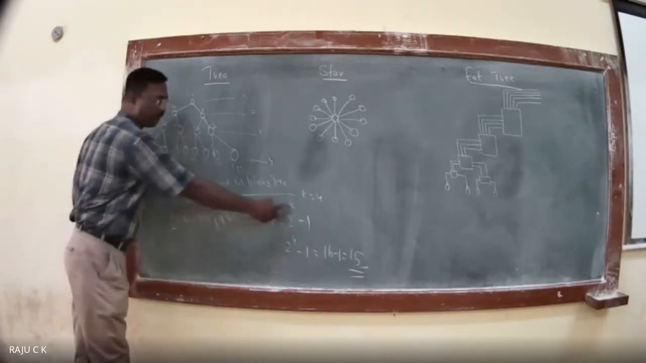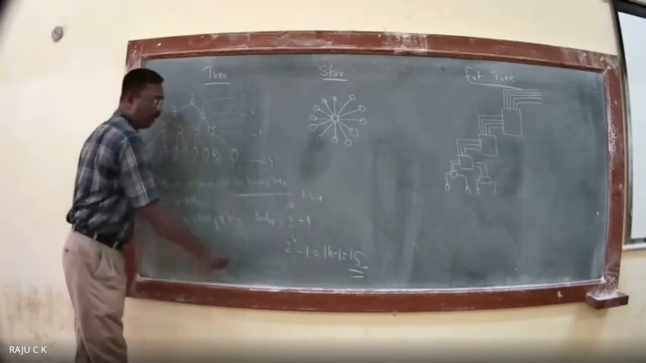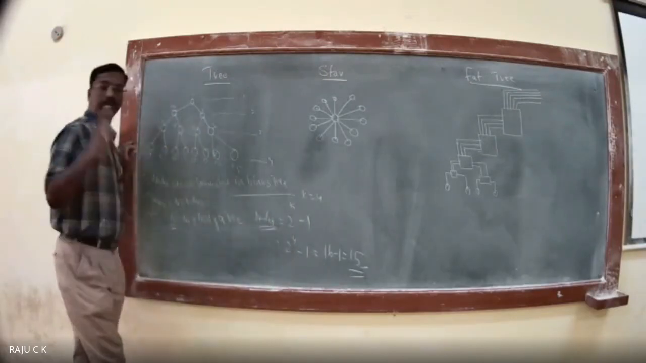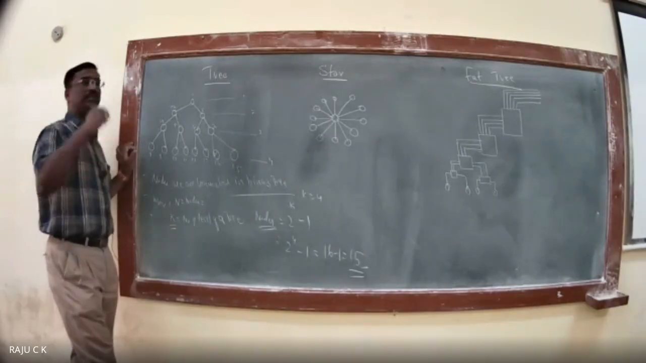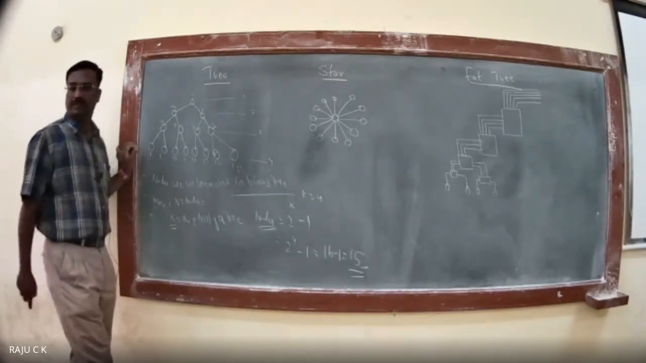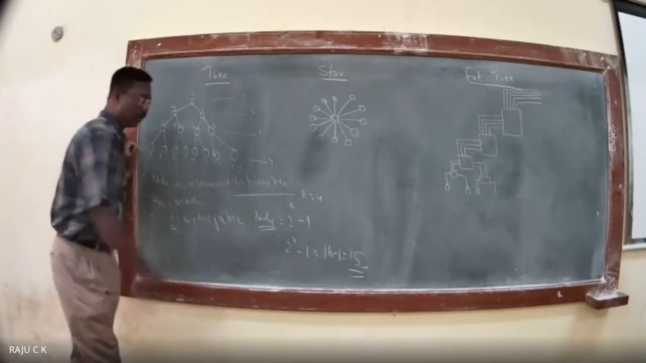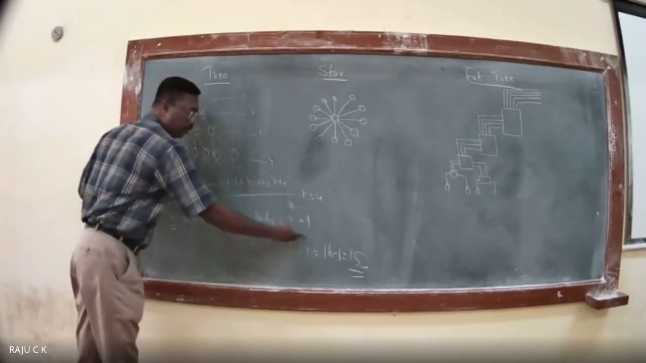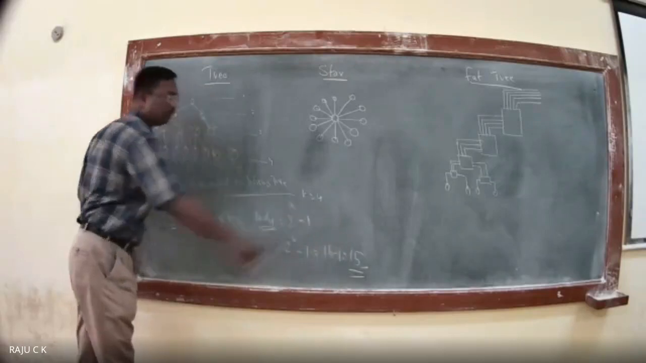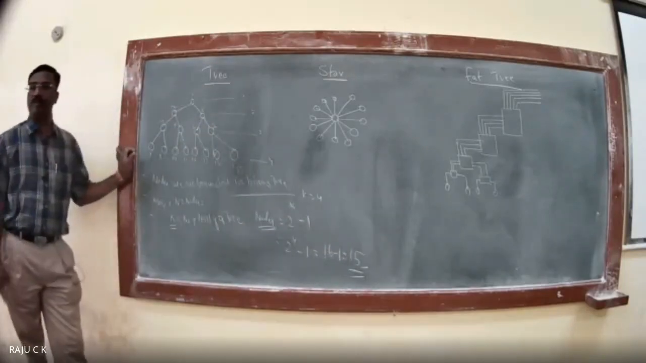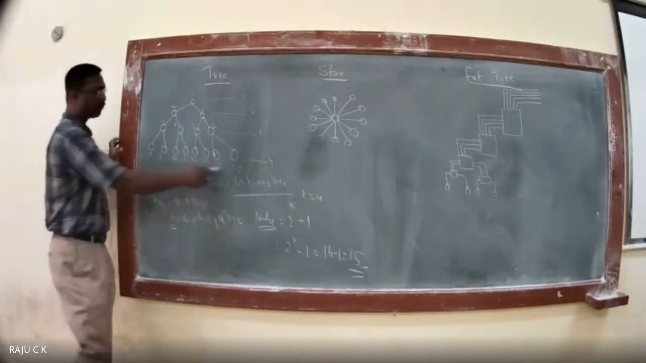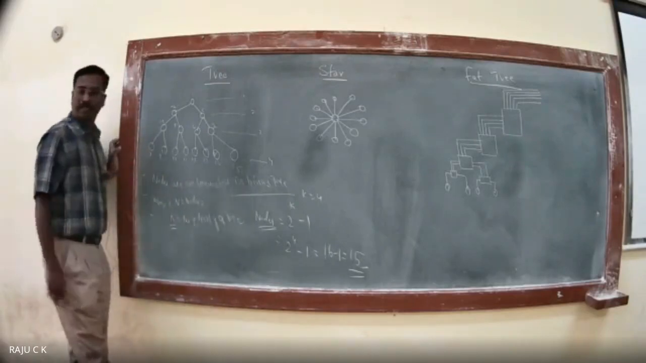2 to the power of k minus 1. If we know the value of k, automatically we know how many nodes can be connected in this particular tree. 2 to the power of k minus 1 is possible there. 2 to the power of 4 minus 1 is equal to 16 minus 1, which is equal to 15. Here you can see 15 is possible.